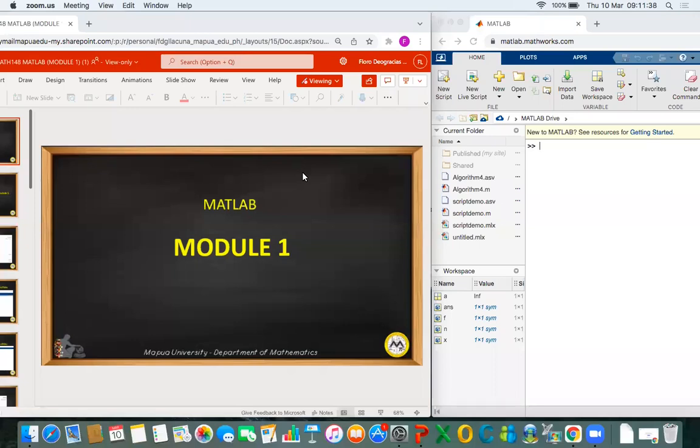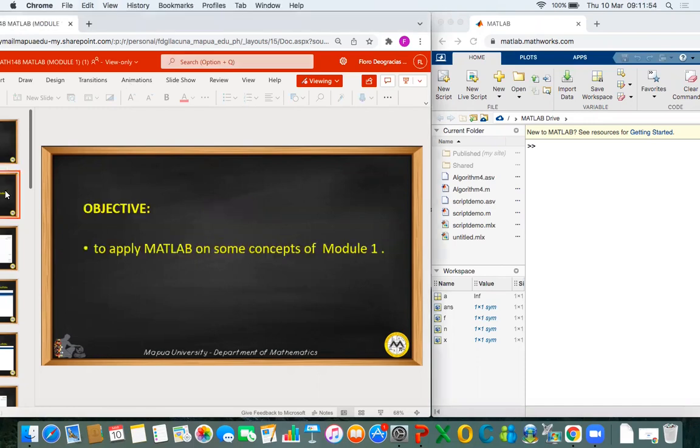So today we're going to apply MATLAB on some concepts of Module 1. So I have here, class, the PowerPoint lecture and then I have here the software of MATLAB, okay? So as I've mentioned, class, this is the objective of today's lesson: to apply MATLAB on some concepts of Module 1.